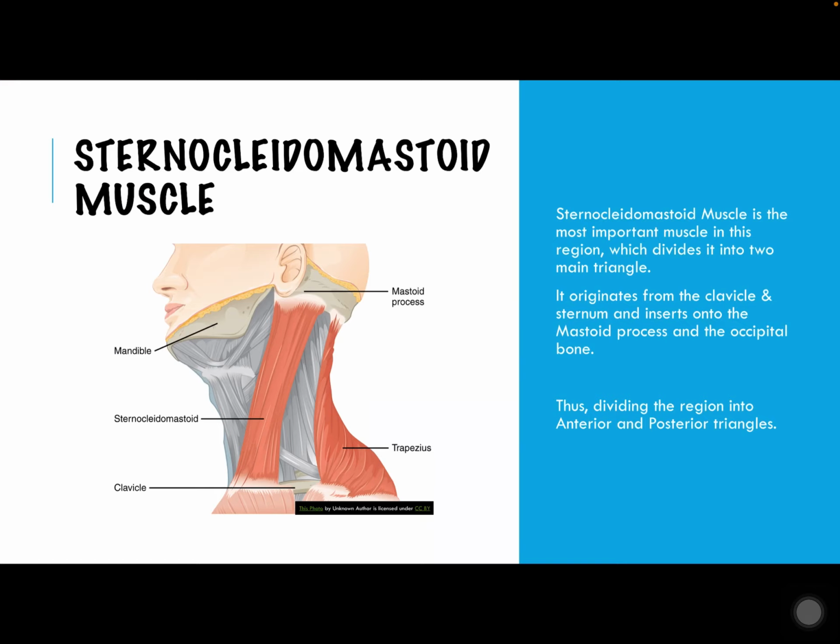One of the most important muscles of the neck region is the sternocleidomastoid muscle. It divides the neck into two main triangles. The muscle originates from the clavicle and the sternum and inserts into the mastoid process and the occipital bone. It divides the neck into anterior and posterior triangles.